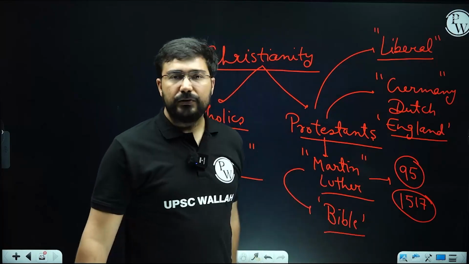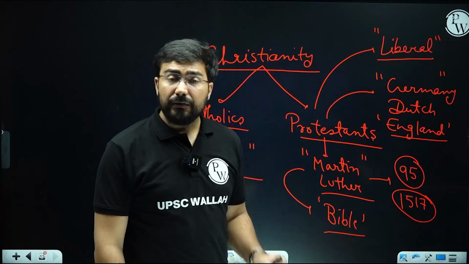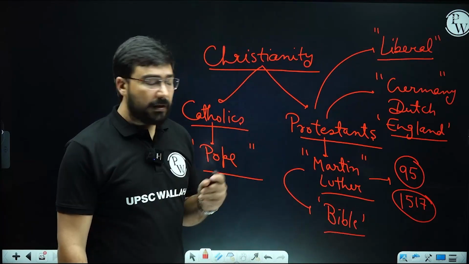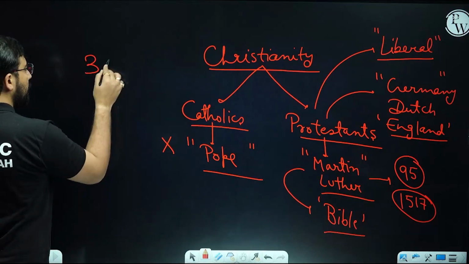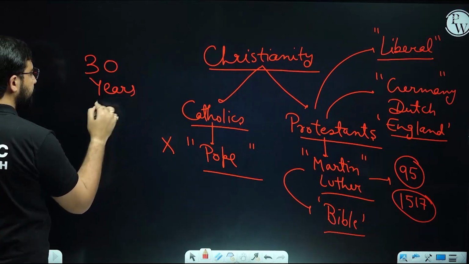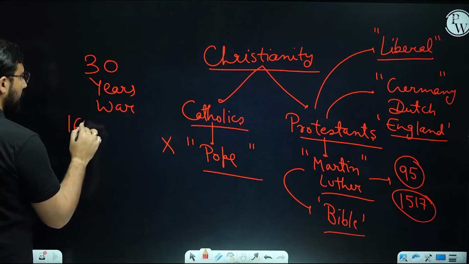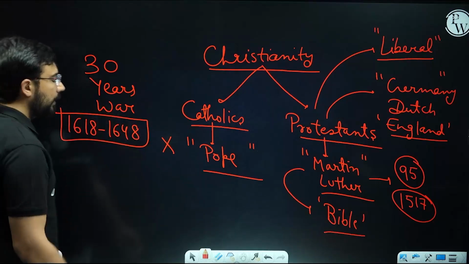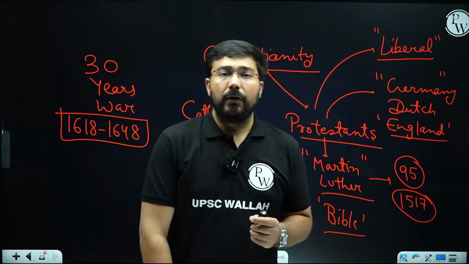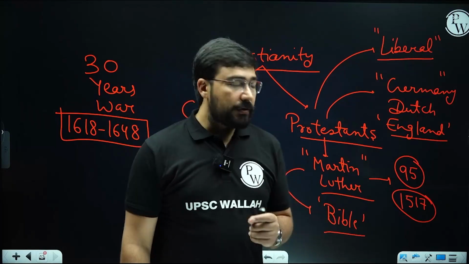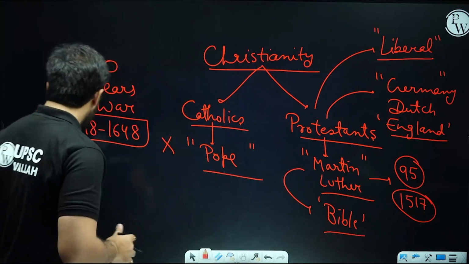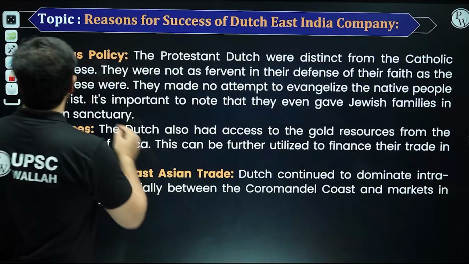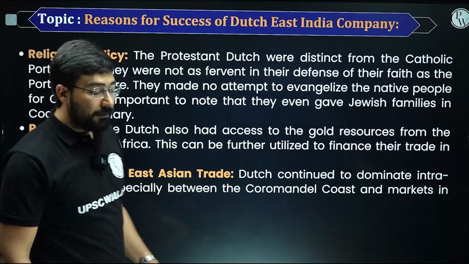After Martin Luther, we had John Calvin, and multiple such personalities. In fact, in Europe, there were religious wars of Catholics versus Protestants, and one such prominent war is known as the 30 Years' War. After that, Europe became more secularized, after the treaty signed in 1648, the Treaty of Westphalia. So Europe was divided among the Protestants and the Catholics, and the Dutch who came to India were followers of Protestantism. That's why their religious policy was more liberal in comparison to the Portuguese.